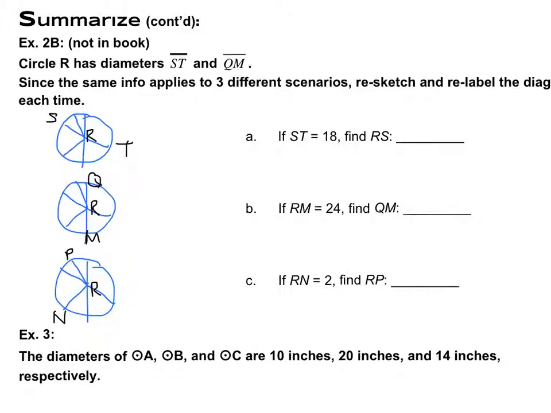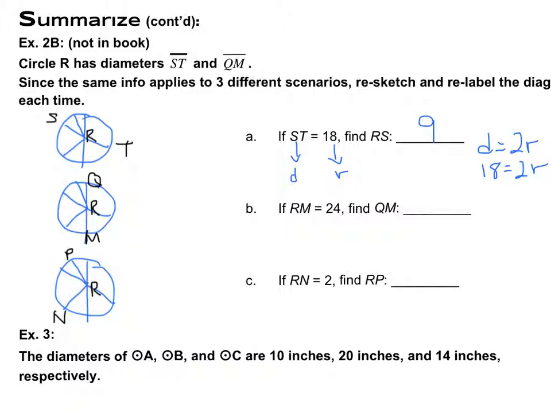So ST on this first one is our diameter, and we want to find, I hope you can see, if we want to find RS, that is a radius. So all we're going to do is cut that in half using that formula that we said before. Diameter equals twice the radius. If I know the diameter, I'm cutting the diameter in half to get the radius, so that gives me 9.